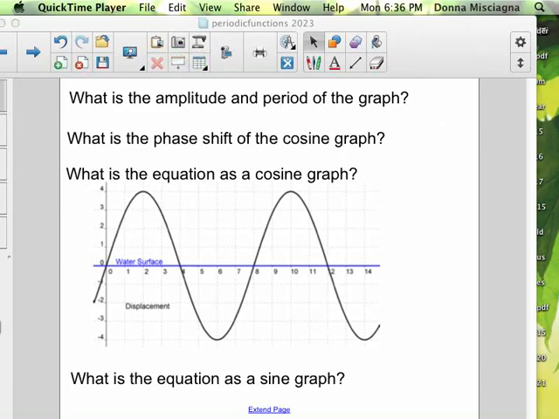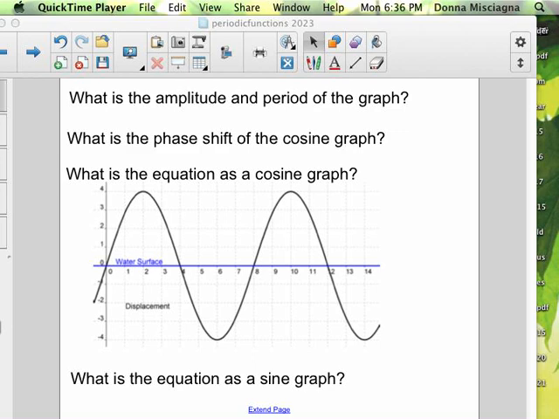Welcome. So we're going to be writing the equations for these graphs in terms of both sine and cosine. Any graph that can be written in terms of one can be written in terms of the other because the two functions are just horizontal shifts of one another.